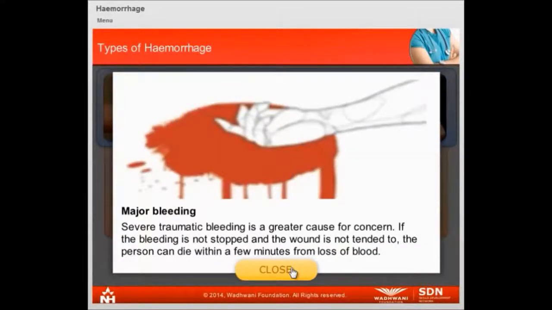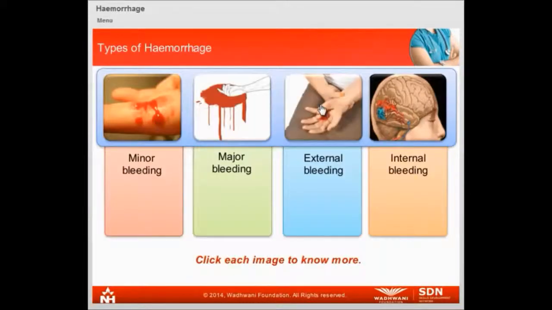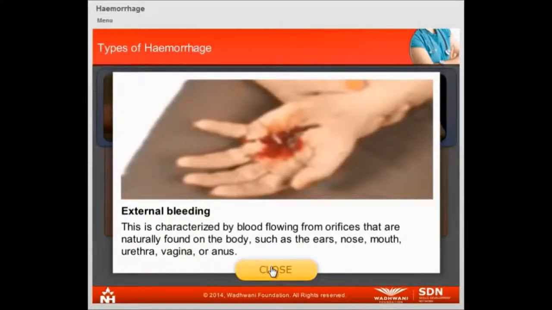Major bleeding. Severe traumatic bleeding is a greater cause for concern. If the bleeding is not stopped, and the wound is not tended to, the person can die within a few minutes from loss of blood. External bleeding. This is characterized by blood flowing from orifices that are naturally found in the body, such as the ears, nose, mouth, urethra, vagina, or anus.